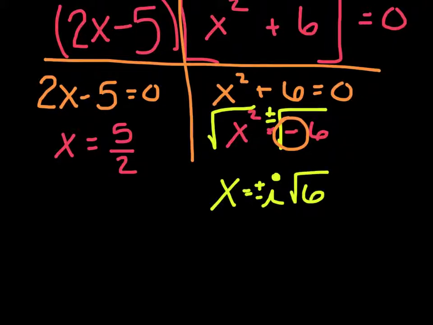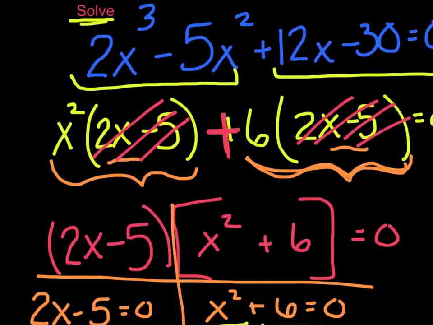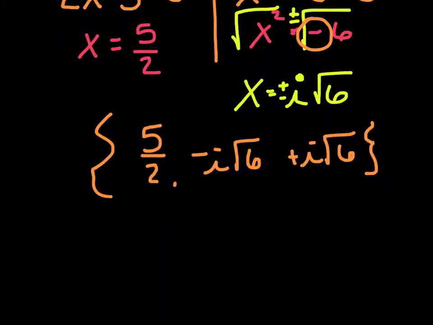Now, if I could break 6 down, I would, but my only options are 1 and 6 and 3 and 2, so I don't actually have anything to break down. So my solutions are 5/2. I've got negative i radical 6 and positive i radical 6. Okay, now again, if I scroll back real quickly, I should anticipate I should get 3 solutions because again, I have that 3rd-degree polynomial.